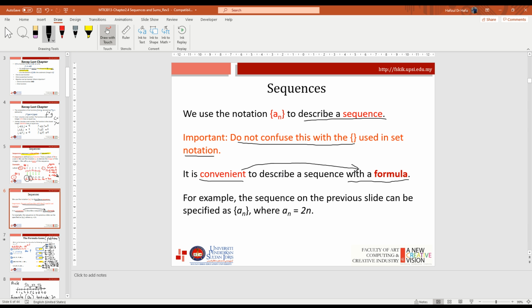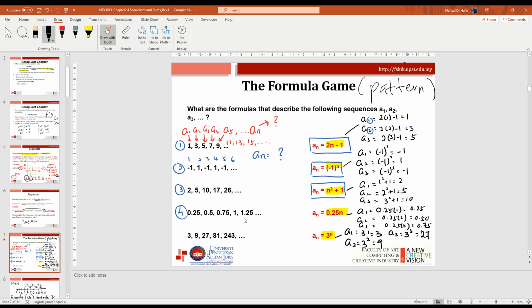For example, for the sequence in the previous slide, we can write bracket an, where an is equal to 2n. It is a map based on the formula. Unlike a set, the same element can appear multiple times at different positions in the sequence. Unlike a set, order matters. And then this one is a formula game. You can see the pattern that you can include.